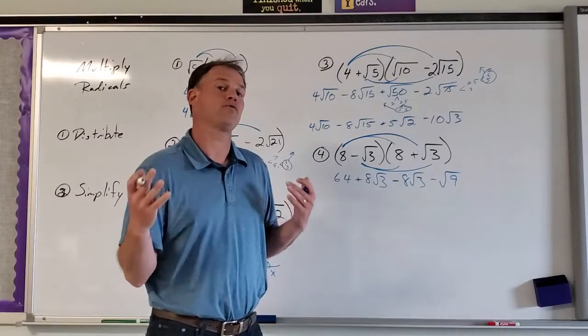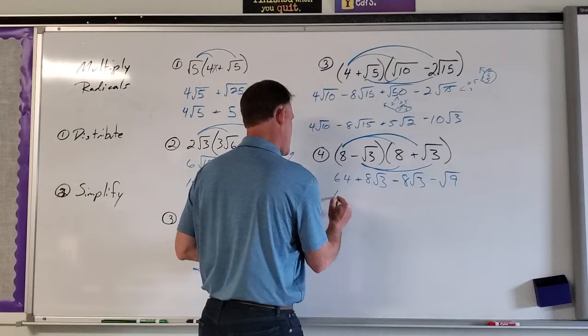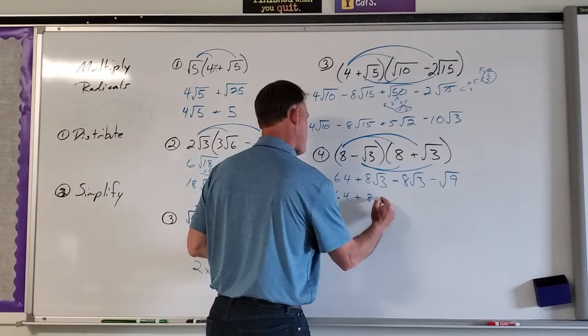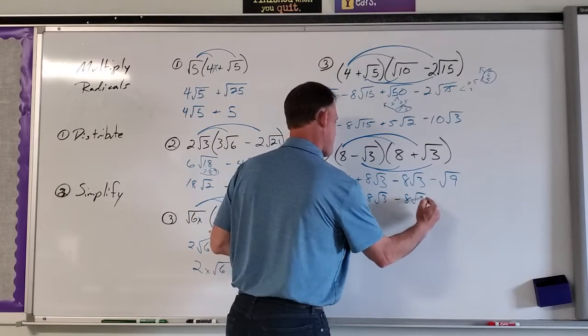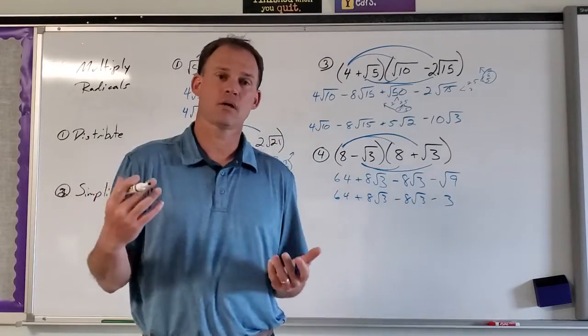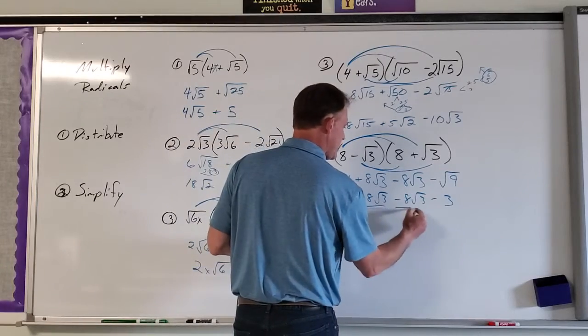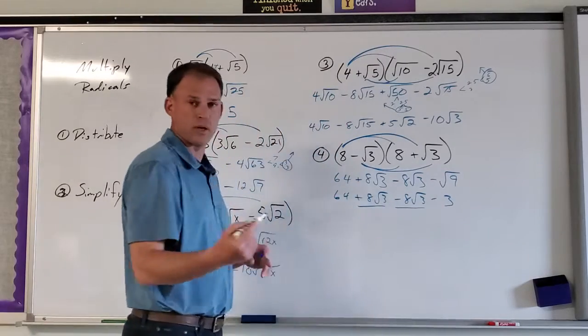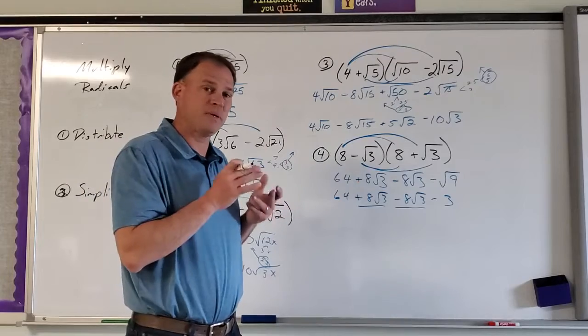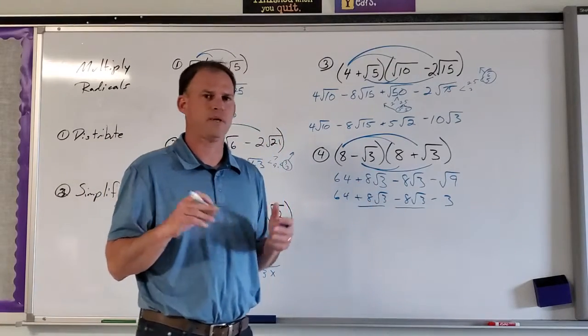Simplify your radicals first. Square root of 9, that's a perfect square. Those don't break down. Square root of 9 is 3. Now, do we have like terms here? Yeah, we do. I've got plus 8 root 3 minus 8 root 3. They're like terms because the root 3's are the same. The front numbers don't have to be the same. Now we just add those up.